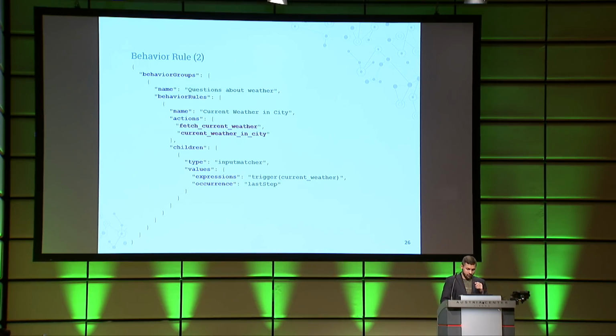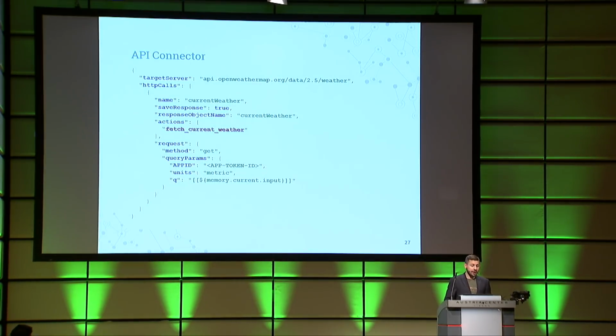So remember the fetch current weather action. Imagine we are at the second step, so the user has already said he would like to have it for Vienna. So now the API connector comes into play. API connector is a pretty powerful tool that is pretty easy to configure. You just define target servers, and then you have HTTP calls where you basically define REST requests as you would know it from any other REST client available.